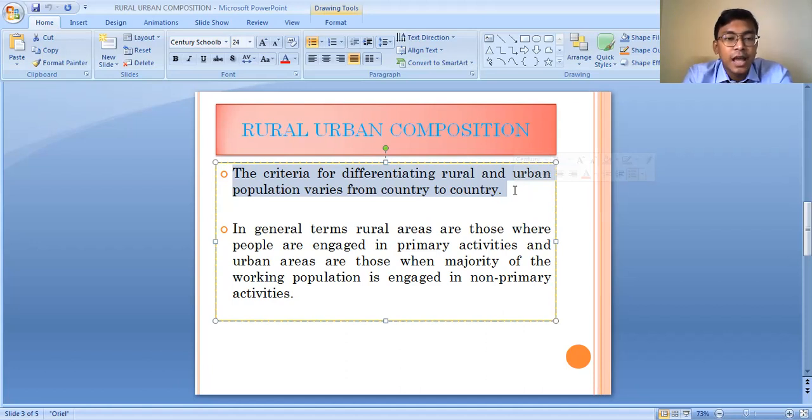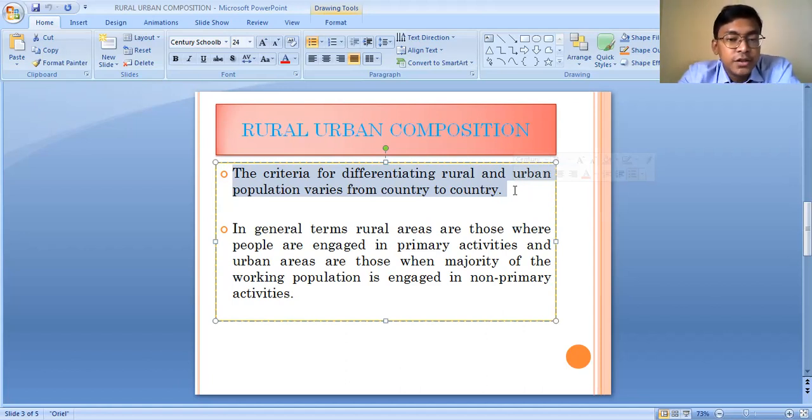So the type of economic activity is the main criterion to identify the rural population and the urban population. In general terms, the rural areas are those where people are engaged in the primary activities, and urban areas are those where the majority of the working population is engaged in non-primary activities.